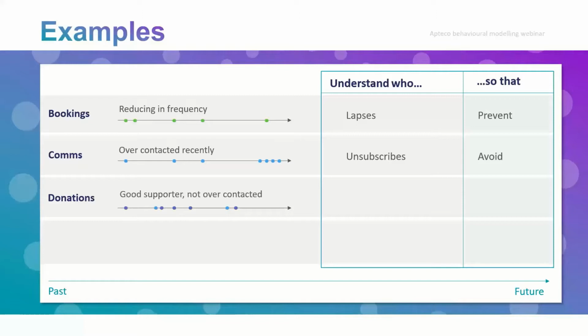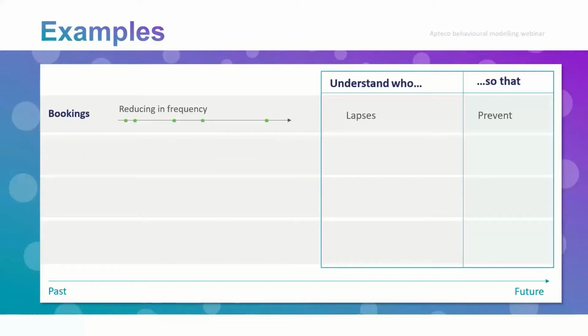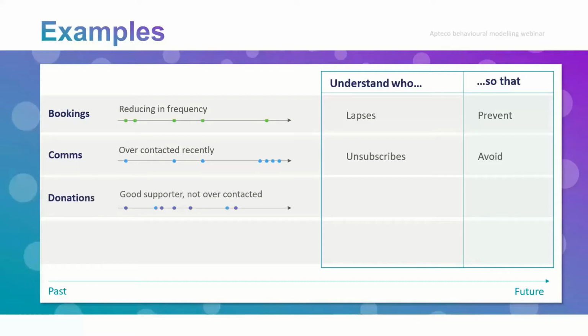And here's just some further quick examples. So we might be able to see in a travel business that bookings are reducing in frequency over time. We could understand that that is going to cause lapses, and we want to step in to remove that risk so that they don't lapse. We might see that comms have added up. Maybe multiple teams are contacting. Clearly, we have technology that can help you avoid that over communication, but that might cause someone to unsubscribe, and you might wish to avoid that unsubscription.